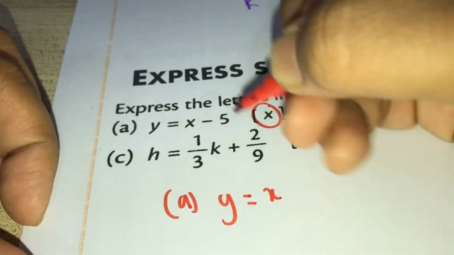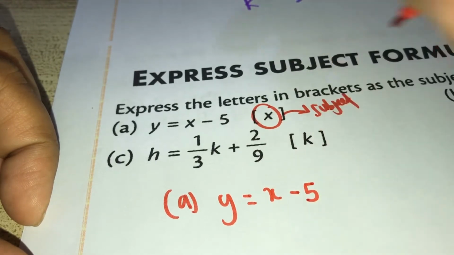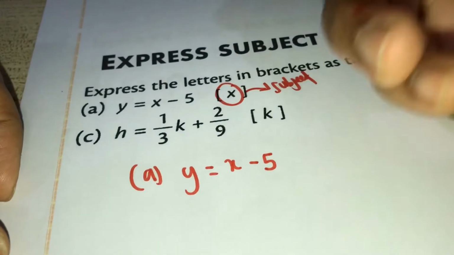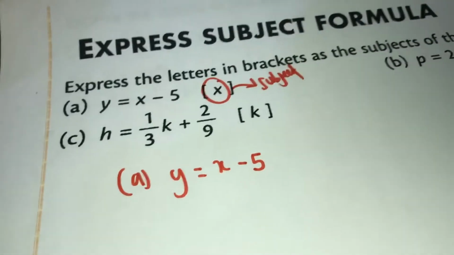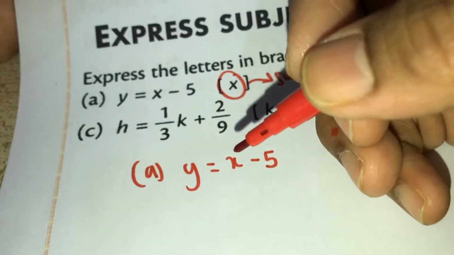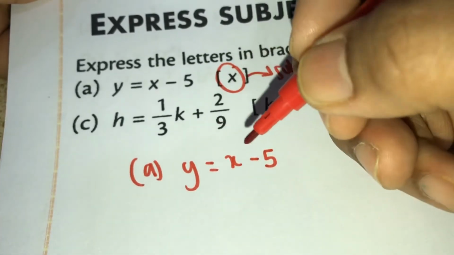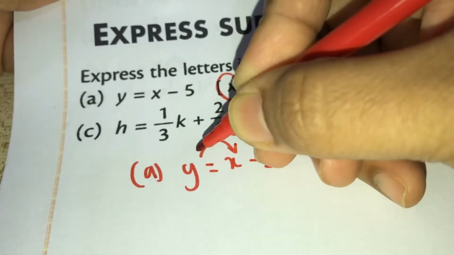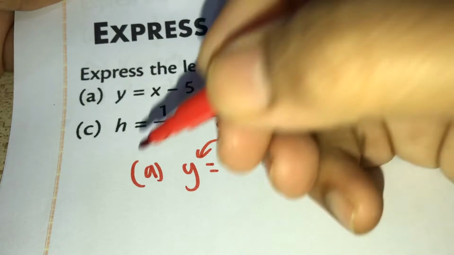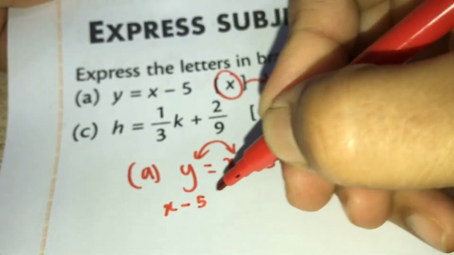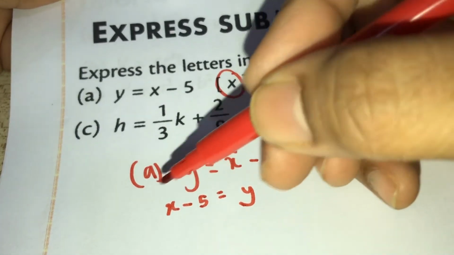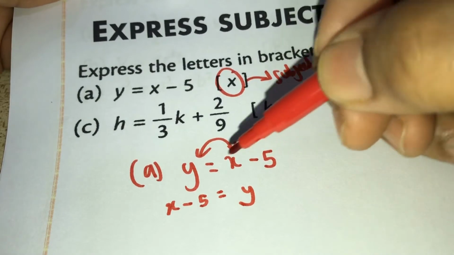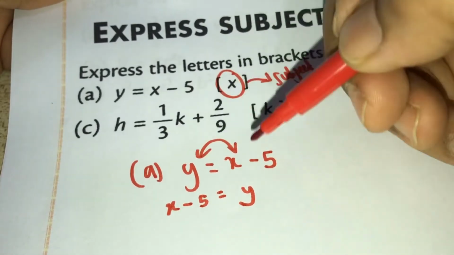Question A: y equal to x minus 5. First step, I change the place. You don't need to change the sign first, because you just change the place. So x minus 5 you put at the left, and y at the right, because the question wants x as the subject of formula.